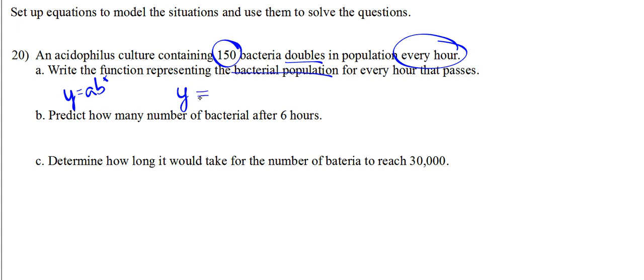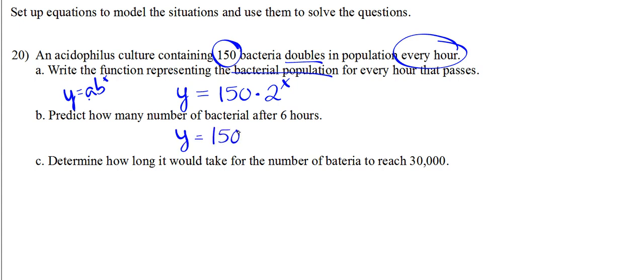Starts at 150. a is always your starting point. b is the growth rate. How does it grow? It doubles. How do you double a number? You multiply it by 2. And then we double every hour, so I'm going to make x the number of hours. Another way of saying that is that's the number of times we double. So there's my equation that will give me the number of bacteria. And then it says predict how many will be there after 6 hours.